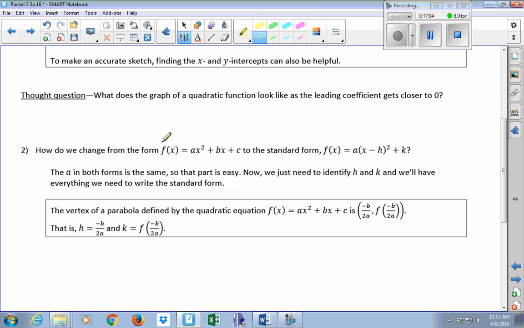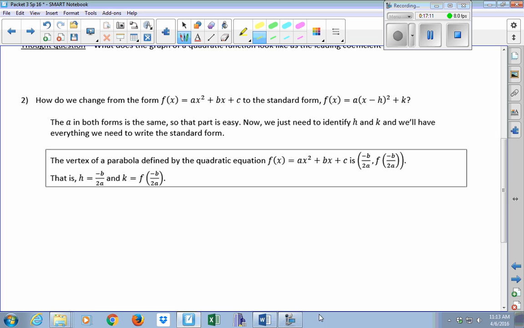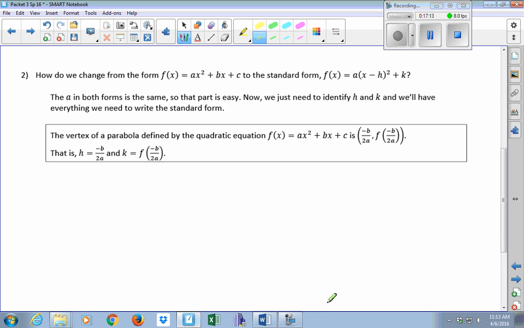Okay, so here we go. How do we transform from the polynomial form to this standard form? So let's see. We just said the A in both of these is the same. So if we're going to go from this form to this form, we need some formula in terms of A, B, and C that will give me the vertex. And you actually have worked with this formula over and over again as part of your quadratic, but never probably saw the relationship to your quadratic formula.